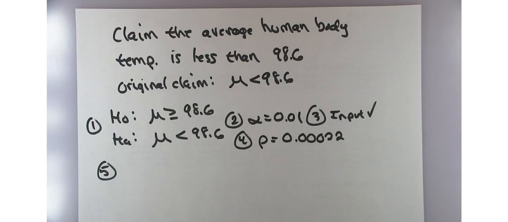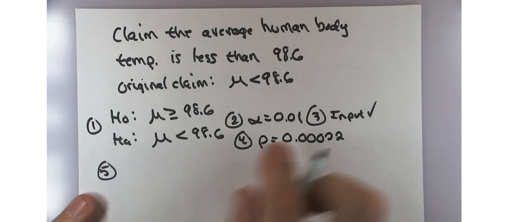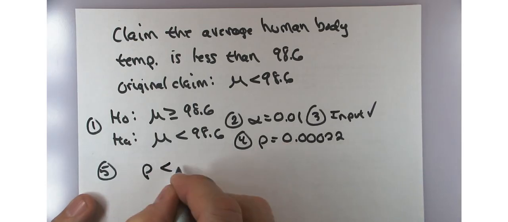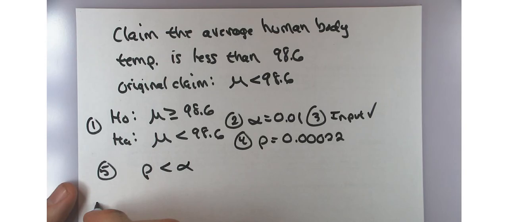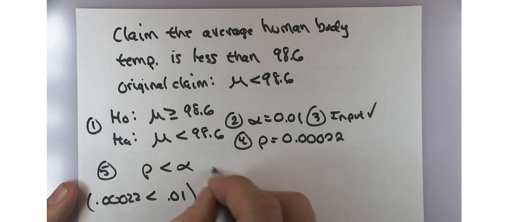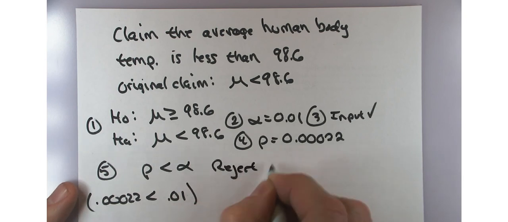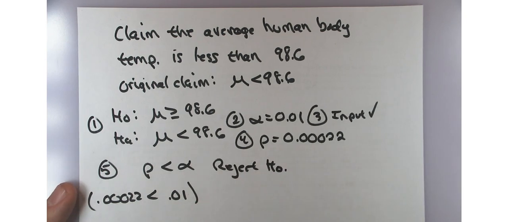Nick, what do you think? Reject or fail to reject? Reject. Yeah. Our p is less than alpha, meaning 0.00022 is less than 0.01. So reject H naught. On the test, please put reject H naught, not just reject, because sometimes people put reject HA, which would be wrong.